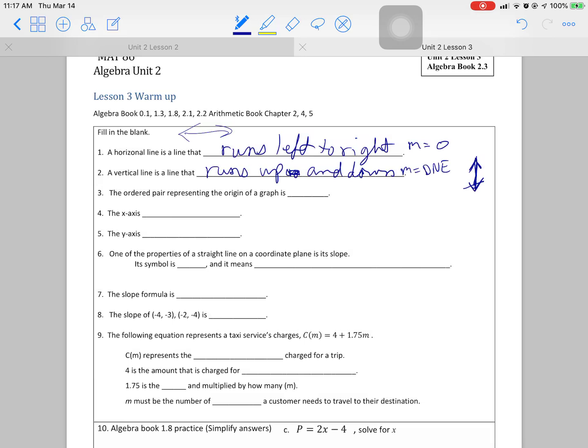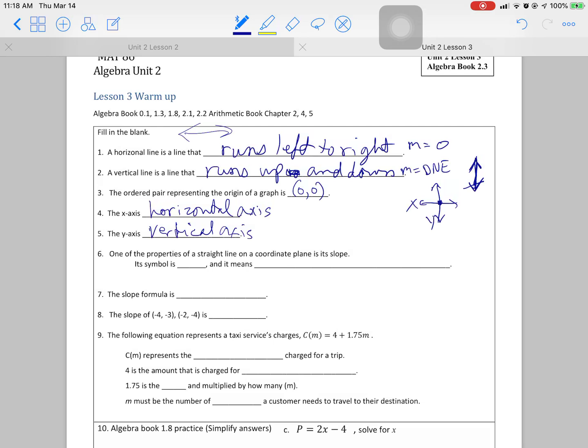The ordered pair that represents the origin of the graph. There's the graph. There's the origin in the middle. The ordered pair that represents that is 0, 0. The x-axis is the horizontal axis in a rectangular coordinate plane. That's the x. The y-axis is a vertical axis, which is this one here. Okay. Goes up and down.